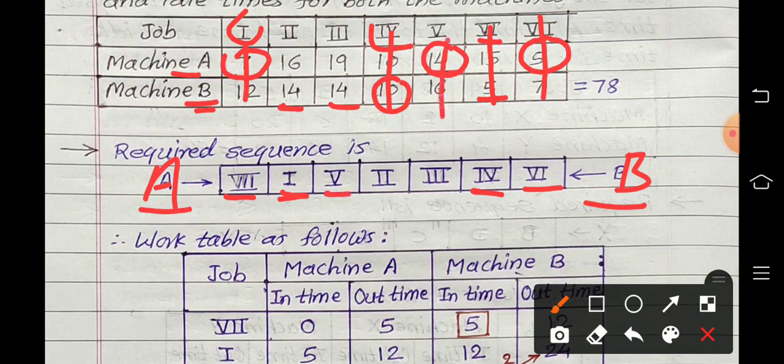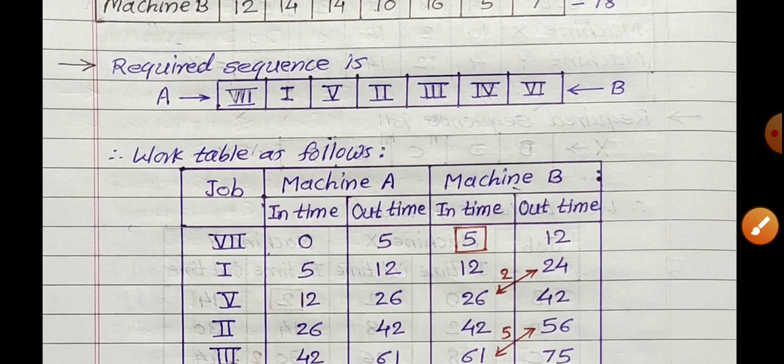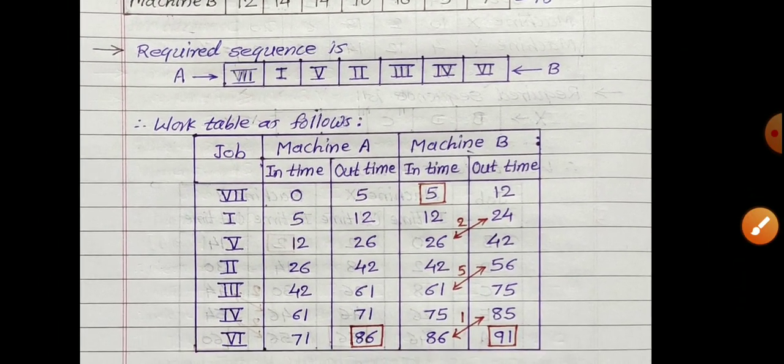No problem. Now this 14 we select from machine B and job number 3. So 3 we enter here and the remaining job number 2 is entered here. Clear? If the time is the same, your sequence sometimes changes, but your final answer does not change. Remember this. So this is the required sequence of the given question.